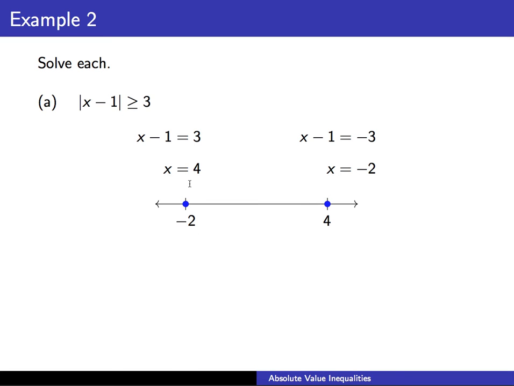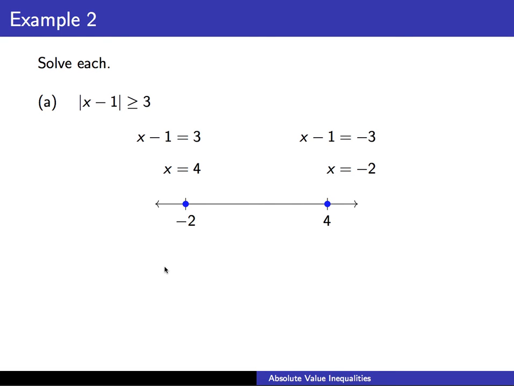So now let's plug 4 into the original problem. 4 minus 1 is 3. The absolute value of 3 is greater than or equal to 3. So 4, we use a closed circle because it's true. And then negative 2 minus 1 is negative 3. The absolute value of negative 3 is 3. And 3 is greater than or equal to 3. So this one's also true. So closed circle at negative 2.